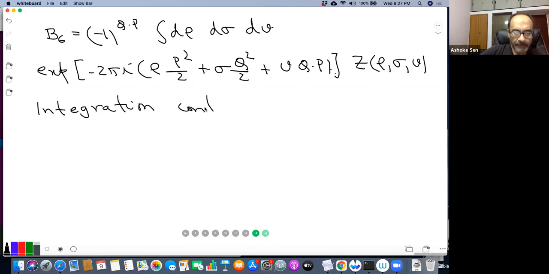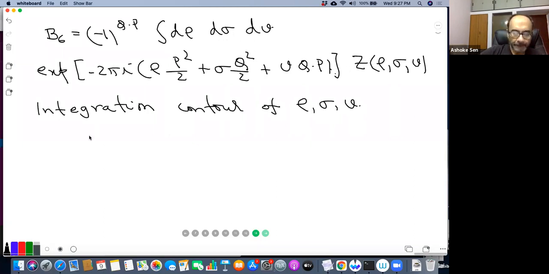Okay, what of rho, sigma, v? So what integration contour should we use? Clearly, because we are taking the Fourier transform, the real parts of rho, sigma and v have to be integrated from 0 to 1.